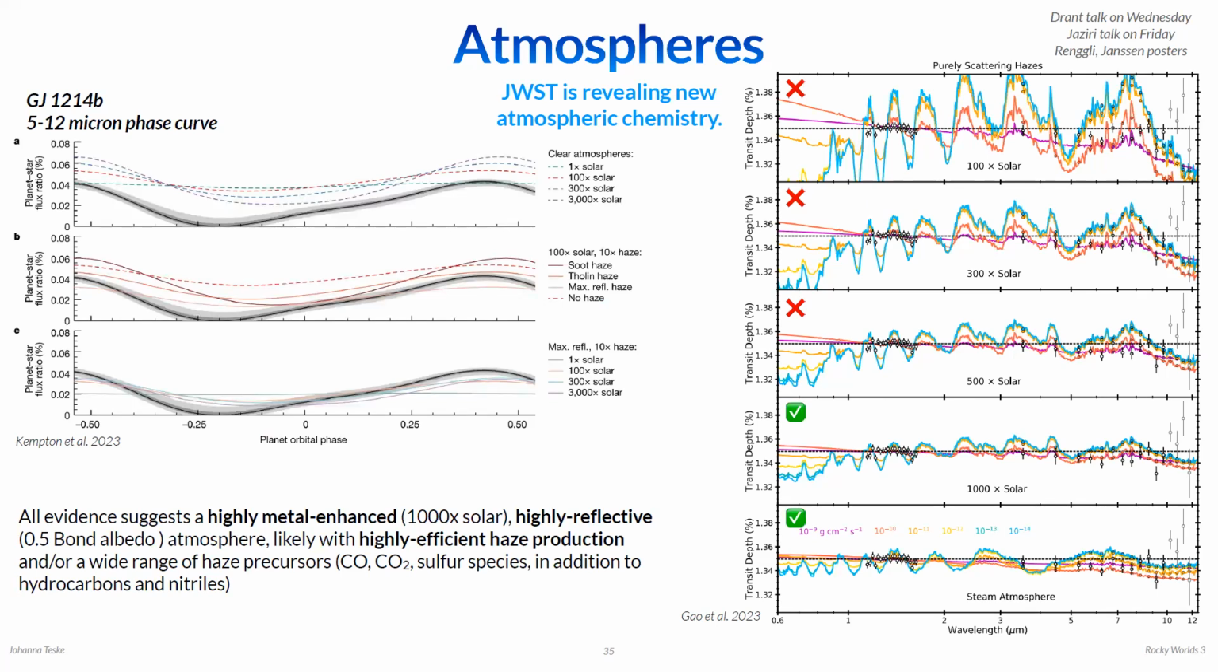We're also seeing new chemistry in these exoplanet atmospheres. So this is a phase curve from Eliza Kempton of a canonical small exoplanet, GJ 1214b. This is showing the planet through its entire orbit, and the data are in the gray curve. Basically what this left plot is illustrating is that to match those data, they need a highly metal-enhanced, highly reflective atmosphere. Peter Gao also did some modeling of just the transmission spectrum part of this observation, and finds that those data suggest highly efficient haze production in the atmosphere, and/or a wider range of haze precursors than has perhaps been previously suggested. So I think this is really exciting in terms of atmospheric chemistry in general, but also haze and aerosol experiments that I know folks are working on.